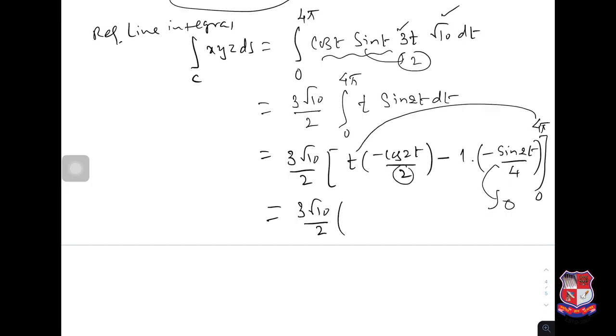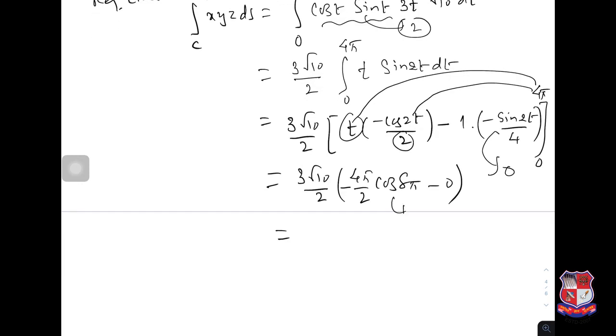t is 4 pi, so 4 pi by 2, minus sign is there, cosine of t is 4 pi, so it is 8 pi, and when we take a lower limit as 0, so due to this t it will become 0. So now cosine 8 pi is 1, so answer is minus, this 4 cancels, 3 root 10 pi.